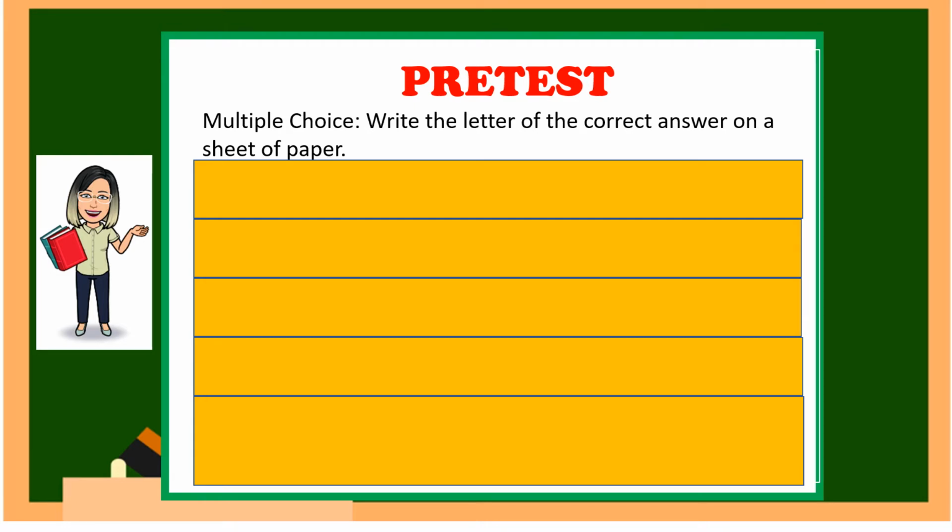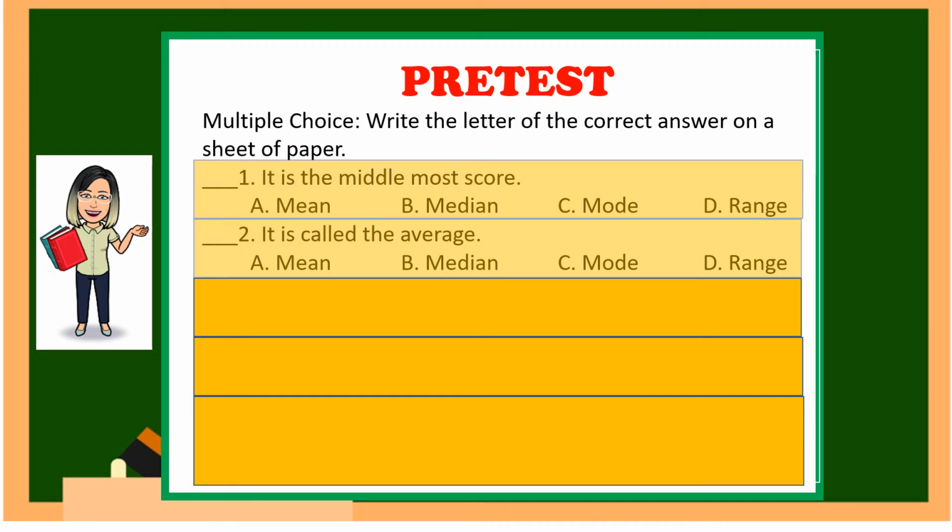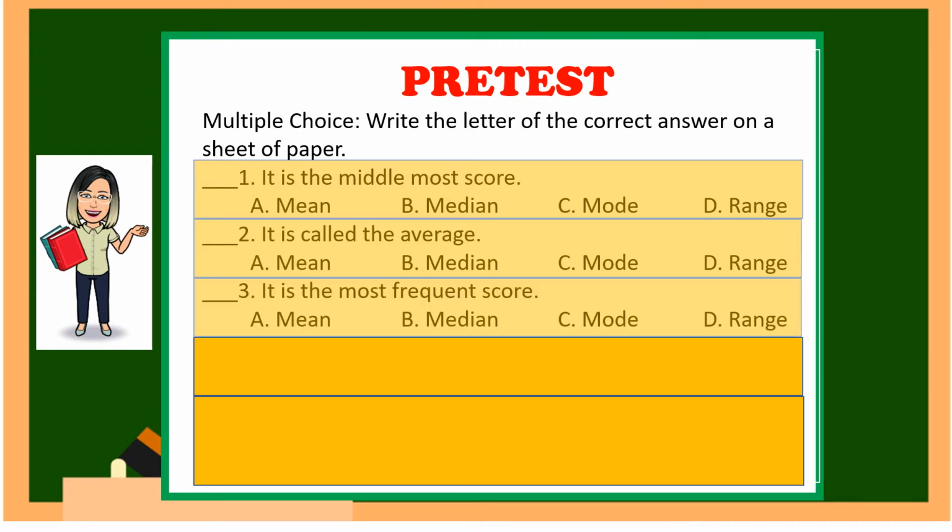Number 1. It is the middlemost score. Letter A, mean. Letter B, median. Letter C, mode. Letter D, range. Number 2, it is called the average. Letter A, mean. Letter B, median. Letter C, mode. Letter D, range. Number 3, it is the most frequent score. Letter A, mean. Letter B, median. Letter C, mode. Letter D, range.